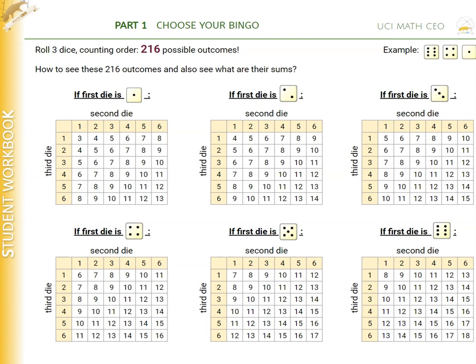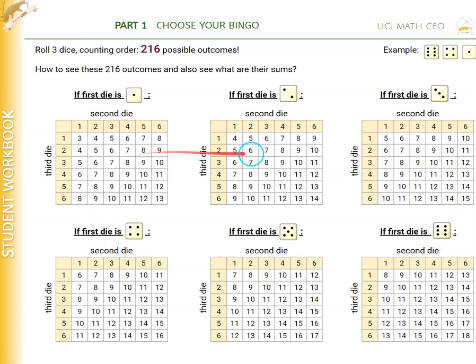Now, how can we represent these outcomes and, by the way, see what their sums are? Well, we use these tables, so these are just the sum tables. For example, if my first die is a 1, and then my second roll is a 5, and my third roll is a 2, here I'm adding 1 plus 5 plus 2, which gives me an 8, and so on.